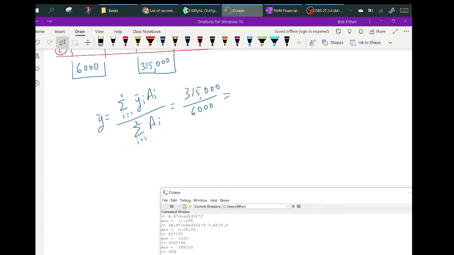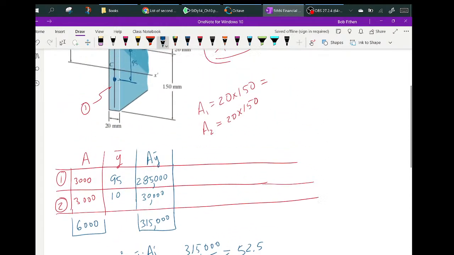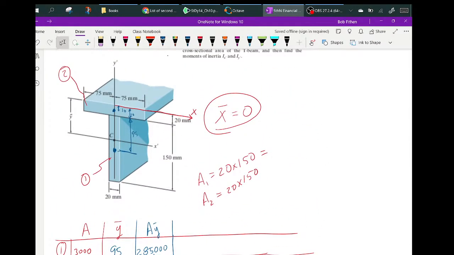385. No. 315. No. 315,000 divided by 6,000 is 52.5. So the distance here is equal to 52.5. And so let's accentuate these a little bit better. And this one is in fact the centroid of the composite.